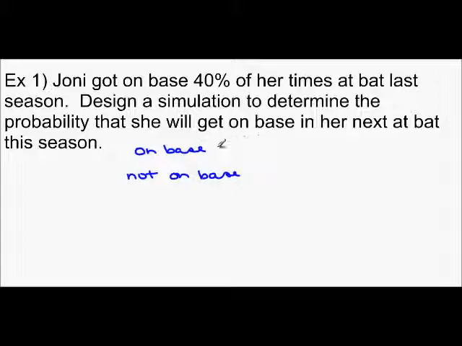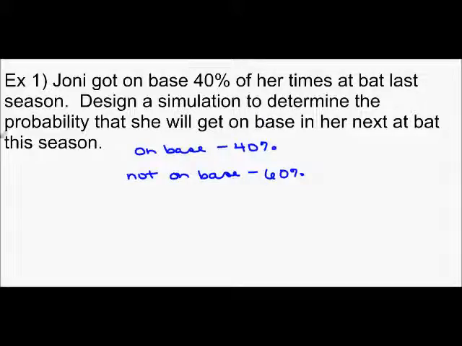And we already said that the probability of her getting on base last season was 40%. So the probability of her not getting on base would be 60%. So that was 100 minus 40 is 60. Now, notice that these are not an even split. We don't have 50-50. So something like flipping a coin or rolling a die wouldn't be the best model here.